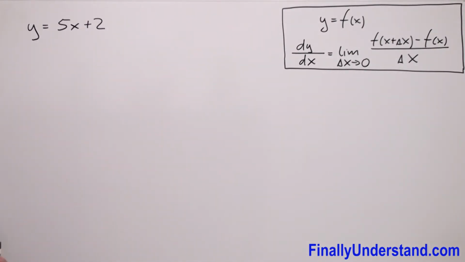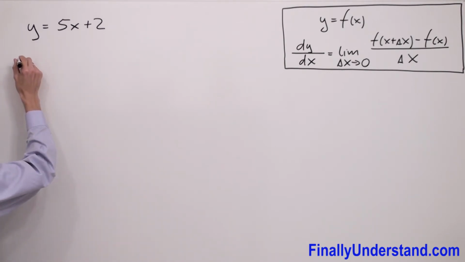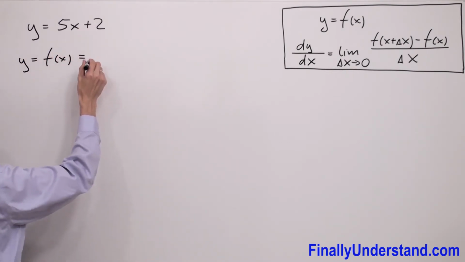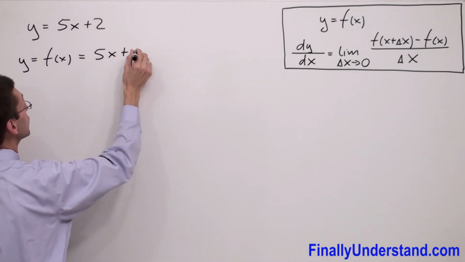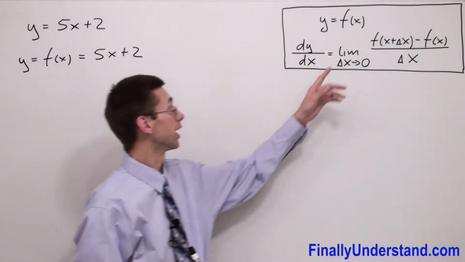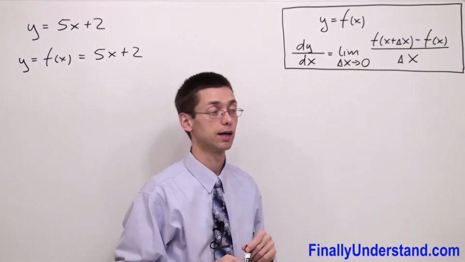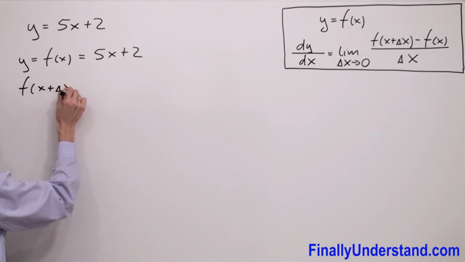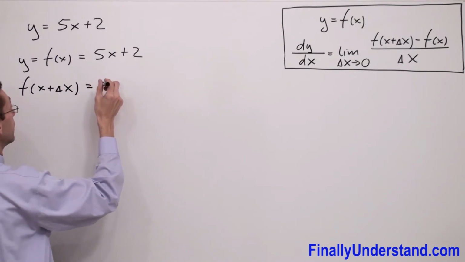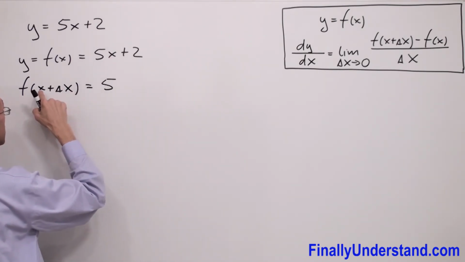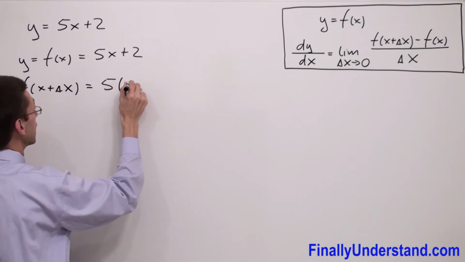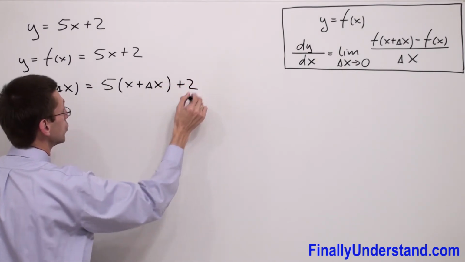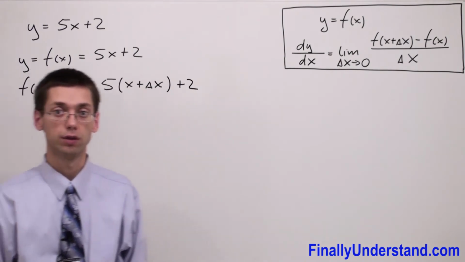First, let me remind you that anytime you are going to see y is equal f of x, we can say this is equal 5x plus 2. And anytime you are going to see f of x plus delta x, it means that I'm supposed to understand this like 5, and instead of x, I'm supposed to write x plus delta x. So 5 times x plus delta x, plus 2. Okay? So now we're supposed to use the definition.